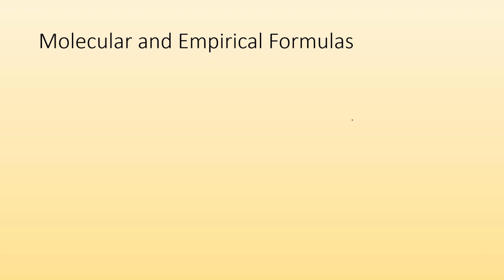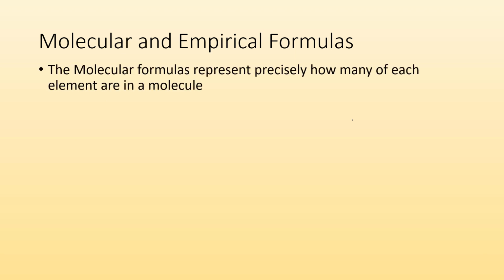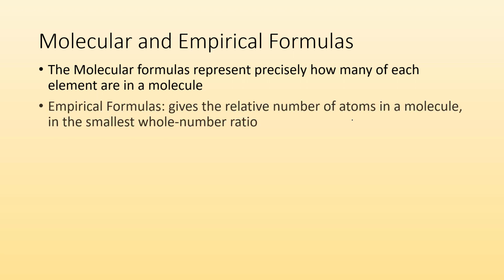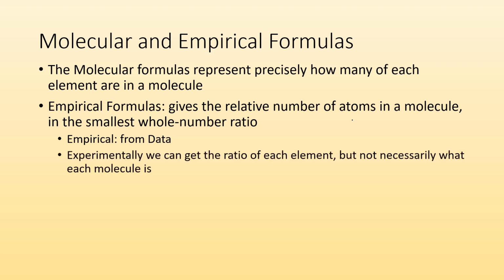Molecular and empirical formulas. The molecular formula represents precisely how many of each element are in a molecule. Empirical formulas are different. They give the relative number of atoms in a molecule in the smallest whole number ratio. Empirical means it's from data. Experimentally, we can get the ratio of each element, but not necessarily what each molecule is.